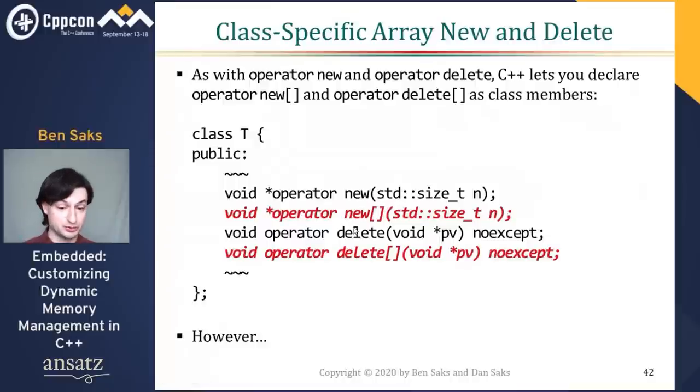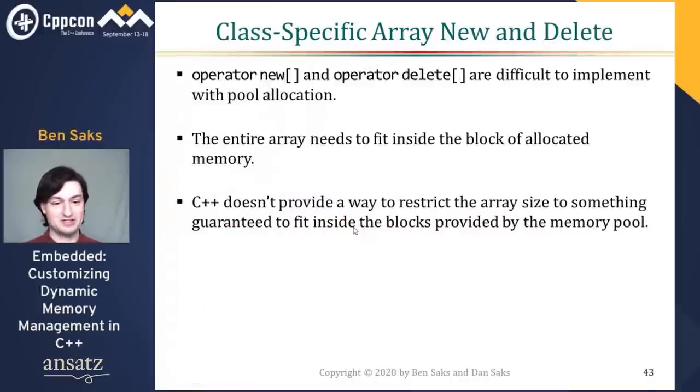That said, this is a little trickier, because this pool allocation system that I showed you works well for single objects of type T. It doesn't work well for arrays because the entire array needs to fit within whatever block you choose to allocate. And the standard doesn't give us any way of saying, do this, but only let me allocate up to 10 of these things at once. You have to be prepared to deal with any possible size array. So it's difficult to bound operator new square bracket and operator delete square bracket for this kind of type.